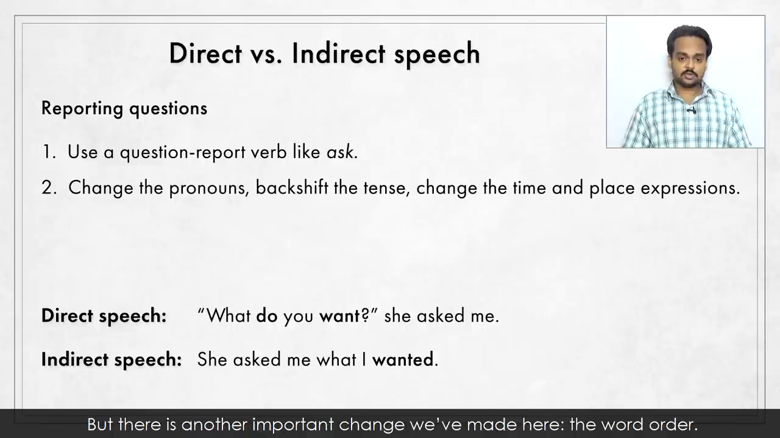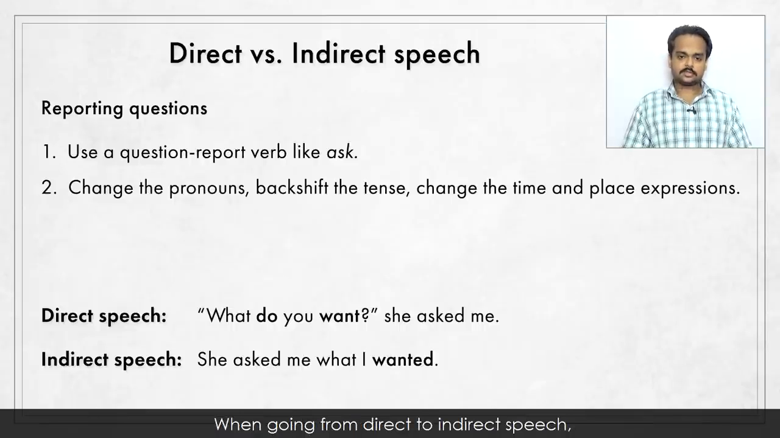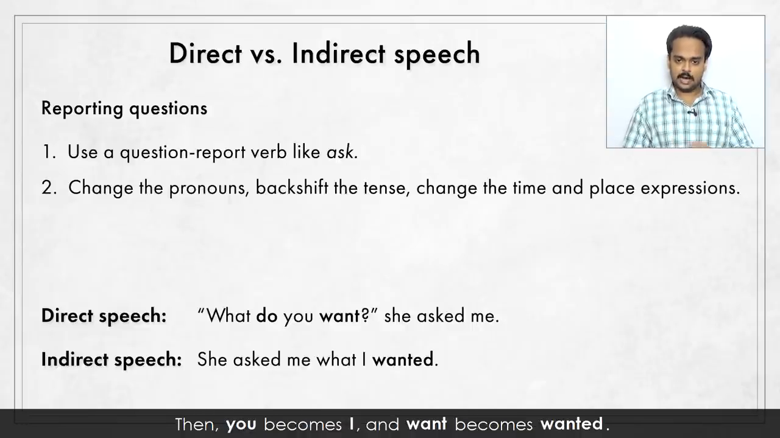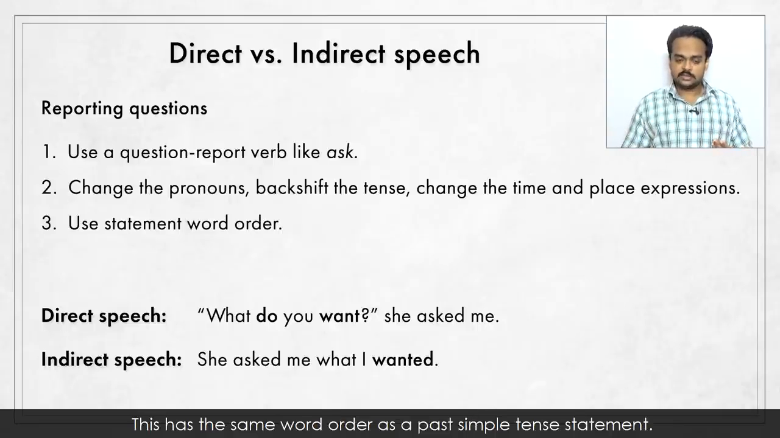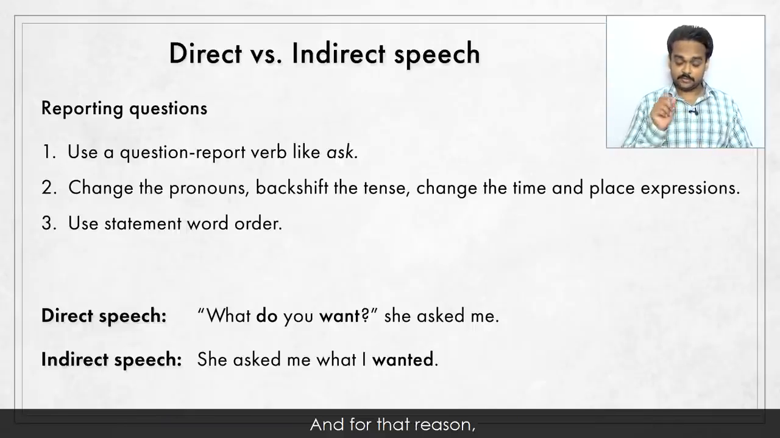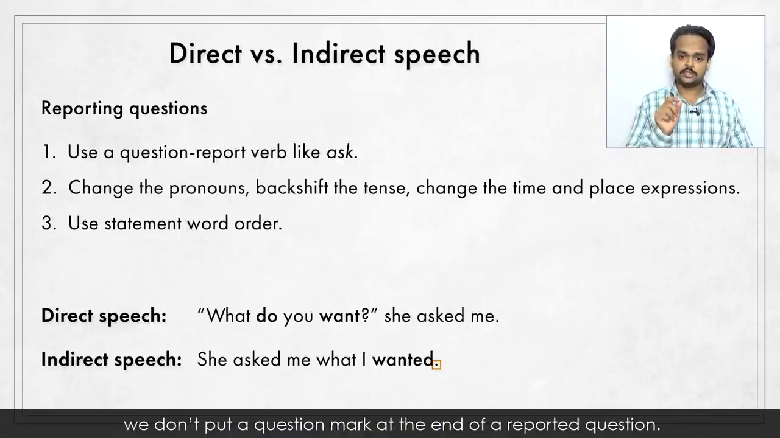But there's another important change we've made here, the word order. When going from direct to indirect speech, we've kept the question word what, but we've removed the auxiliary verb do. Then you becomes I and want becomes wanted. So what we have here is not a question form, but a statement, I wanted. This has the same order as a past simple tense statement. And for that reason, we don't put a question mark at the end of a reported question.